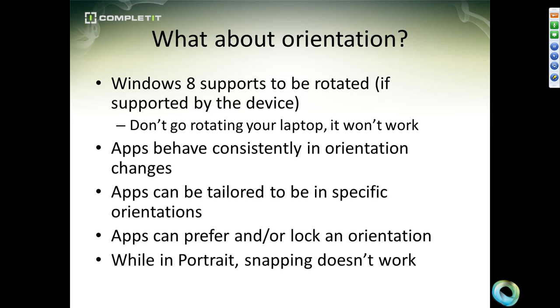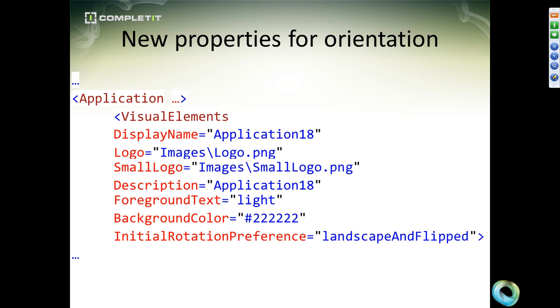Now applications can also specify their preferred orientation and their locked orientation. In the application manifest, and I'm going to show you the manifest later in the demo, applications can specify that they want an initial rotation. That means when the splash screen is showing, show it in this particular rotation. In this case, the initial rotation preference is set to landscape flipped. It's basically going to show the splash screen in a landscape format, but flipped.